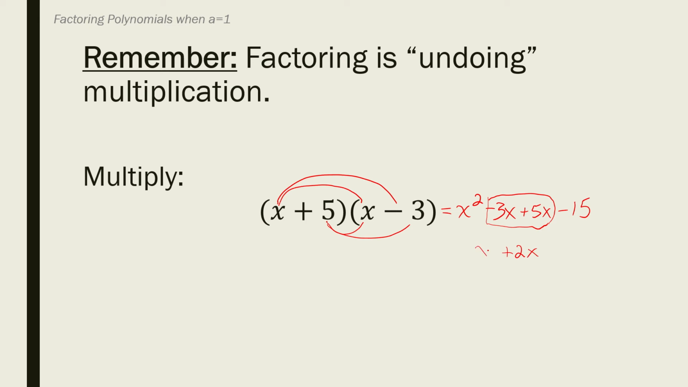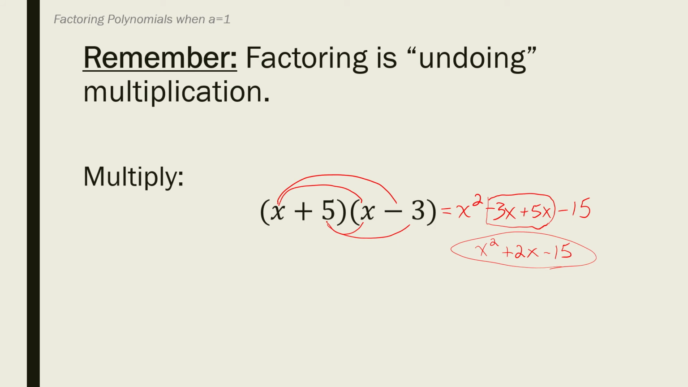I can bring down my x squared. I can bring down my -15. And check to see if my answer is in standard form. X squared plus 2x minus 15. Highest exponent, 2, 1, 0 exponent. So that would be in standard form. So that was a reminder on how to multiply.